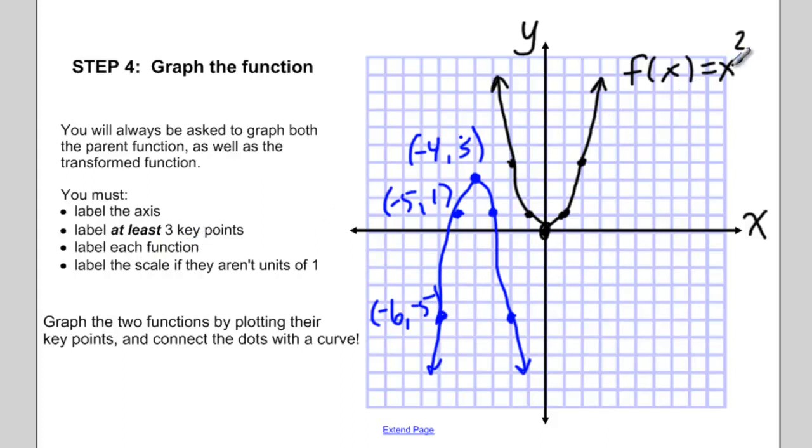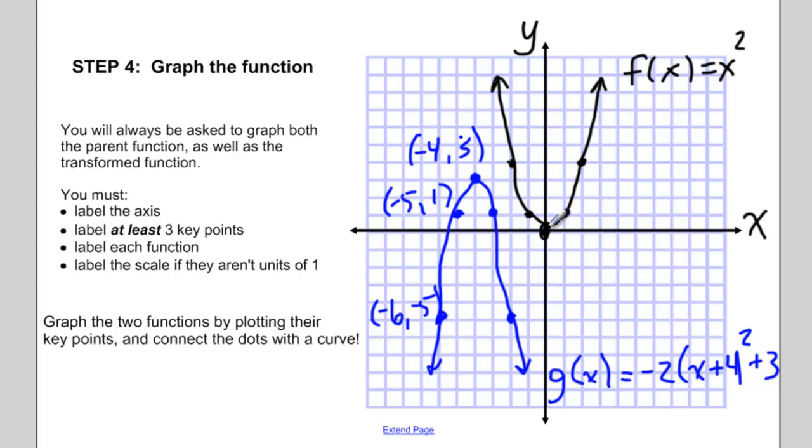Label each function. So we labeled the original function, and now this is my transformed function. g of x equals negative 2 bracket x plus 4 all squared plus 3. Just fit it in there. And now label the scale if the units aren't 1. Well, each of my units were 1, so I don't need to label the scale. It's assumed that the scale is 1 unless otherwise noted.